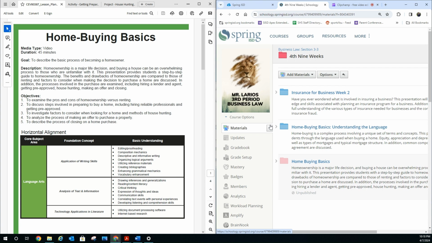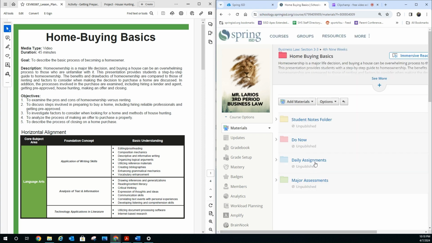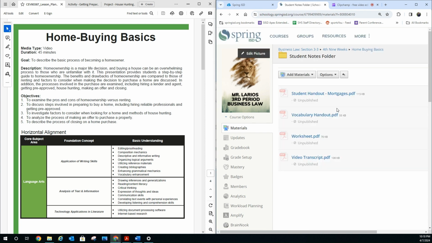To get started, I want you to click on the home buying basics process. Of course, we're always going to start with the student notes folder. You definitely have your do now that's going to be opened up in the morning, and then, of course, your daily assignments.